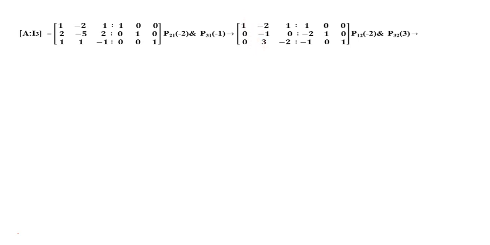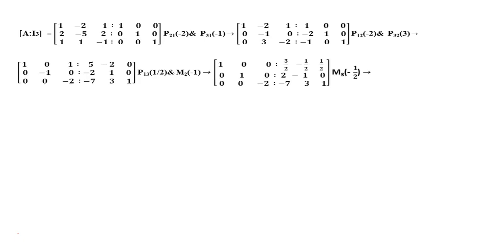Next we perform two elementary row operations simultaneously, that is P12 of minus 2. That is, we have to change the minus 2, the second element of the first row, to 0, and P32 of 3, that means we have to change the second element of the third row to 0. So we perform these two row operations.